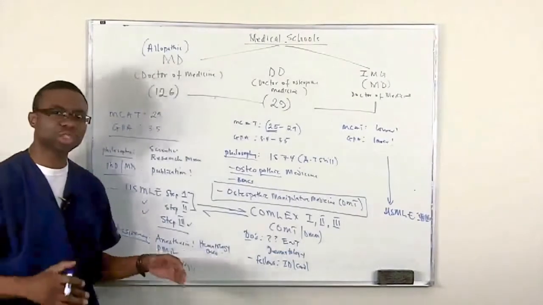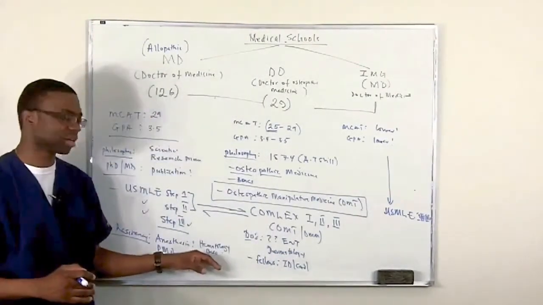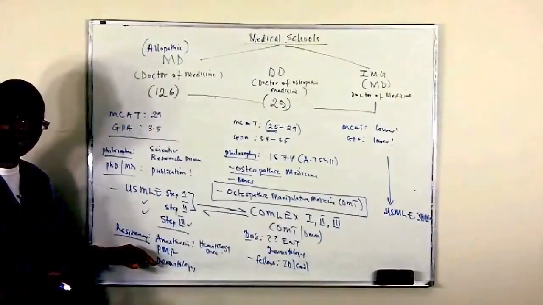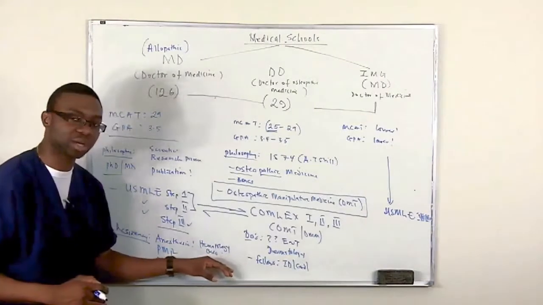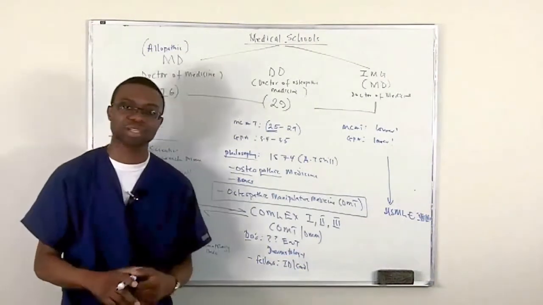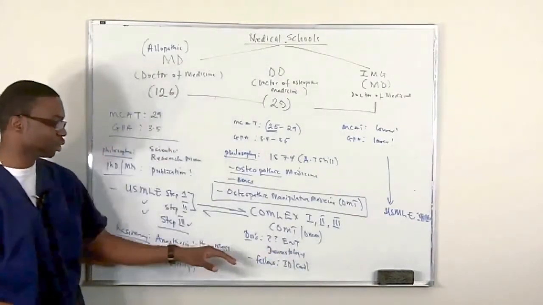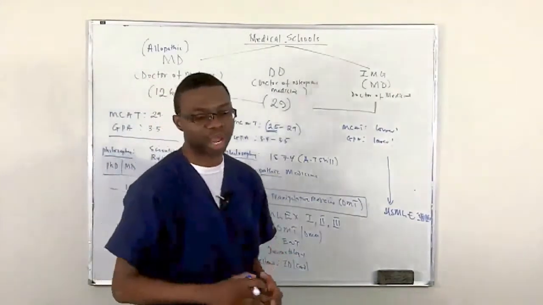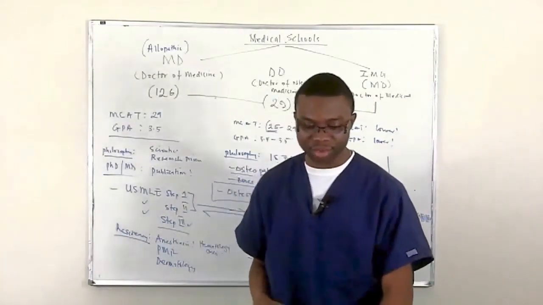There's not a lot of Hem-Onc DO residencies. So if you just love cancer patients, leukemia patients, and you really want to go into Hem-Onc, you really have to go into an allopathic residency to actually match into this kind of fellowship, to do a fellowship in hematology and oncology. And if you go to a DO residency and you want to do a fellowship, you just have to apply, and if you're a very strong applicant, you're going to be able to get into these fellowships.